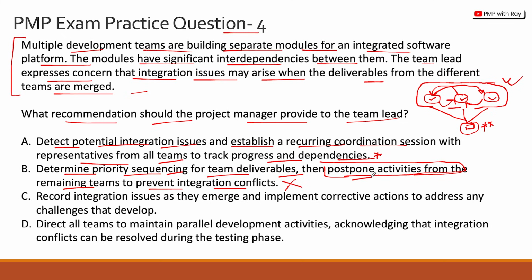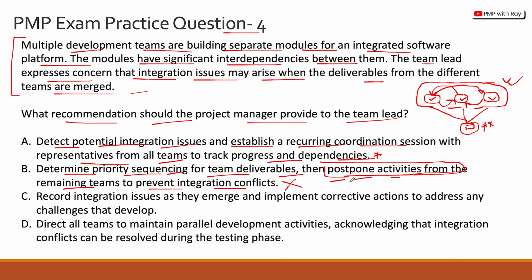Okay, this option might have been a better option if it was structured as and then restructure or rearrange the activities from the remaining teams. Okay, not postpone. Okay, so you can restructure, rearrange, juggle the priorities. No harm in doing that, but you can't just postpone. Okay, then postpone for how long? Okay, then the question stays open.